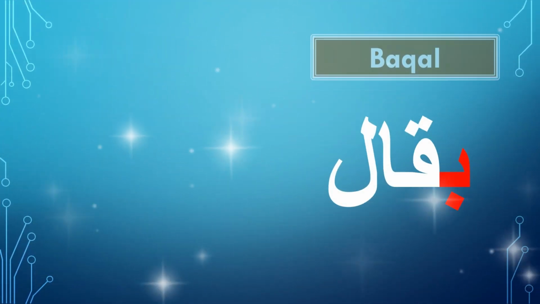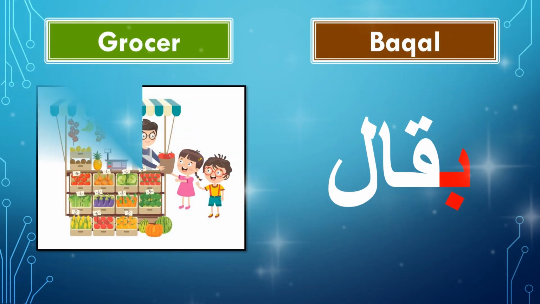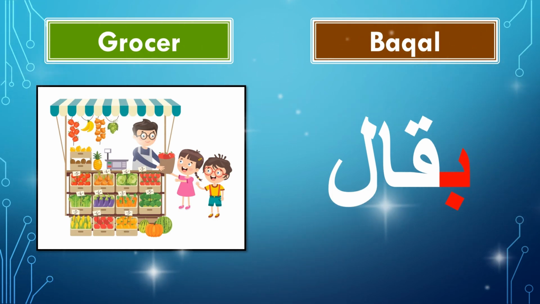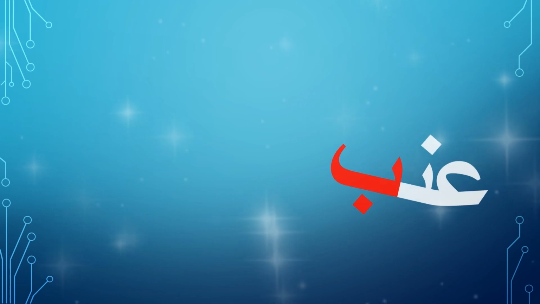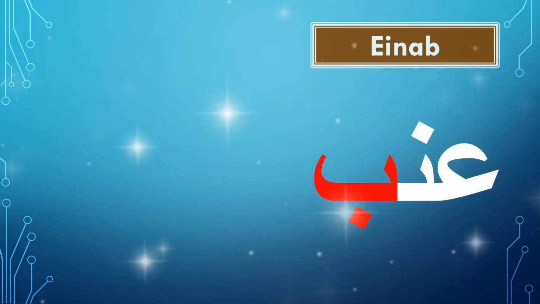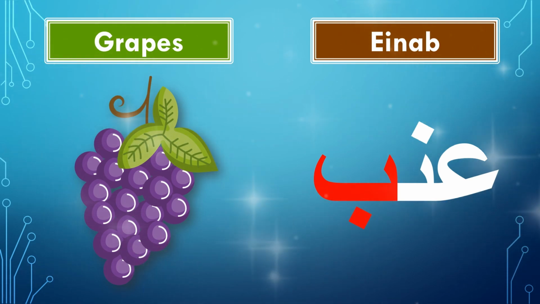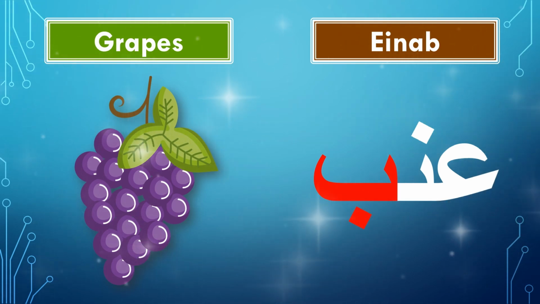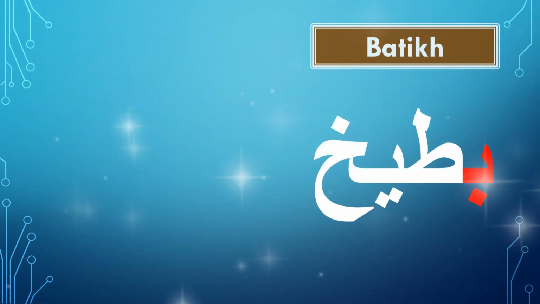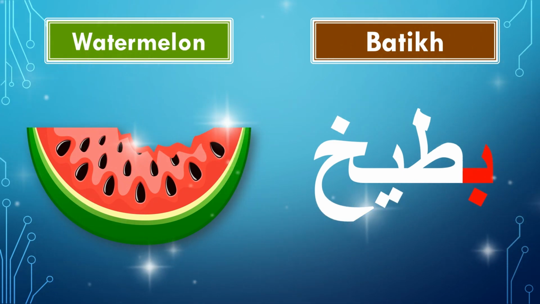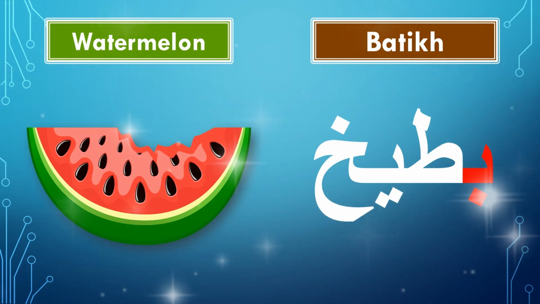Bakal, grocer. Let's repeat. Bakal. Grocer. Ainab, grapes. Let's repeat. Ainab. Grapes. Batik, watermelon. Let's repeat. Batik. Watermelon.